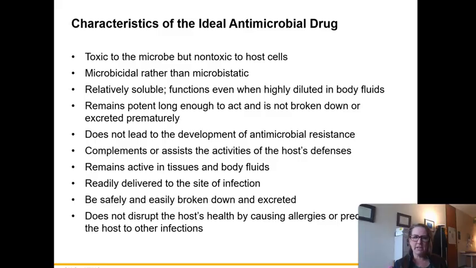So if you're taking a medication that's not hanging around long enough to kill, let's say, that bacterial population, and it's just going in and out of your body, getting flushed out by your kidneys, then it's not having long enough effect to reduce that overpopulation. Next, it does not lead to the development of microbial resistance.